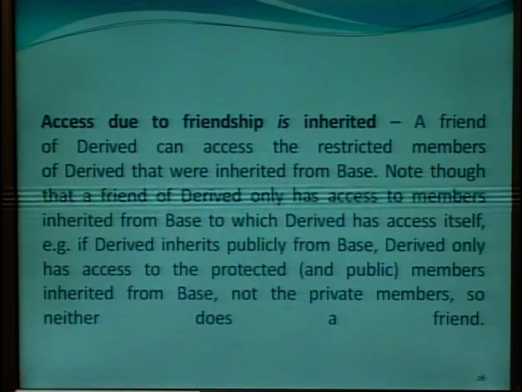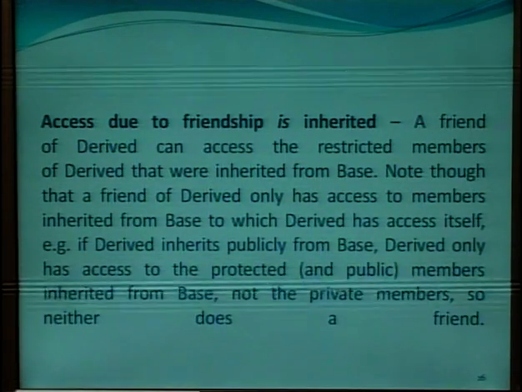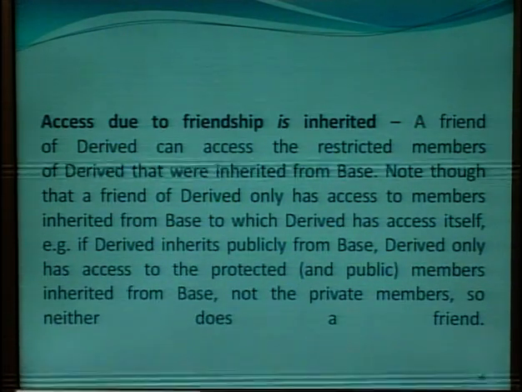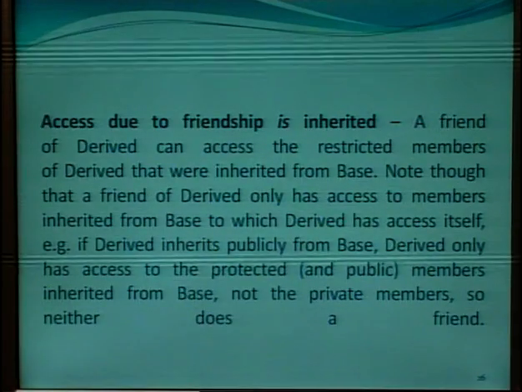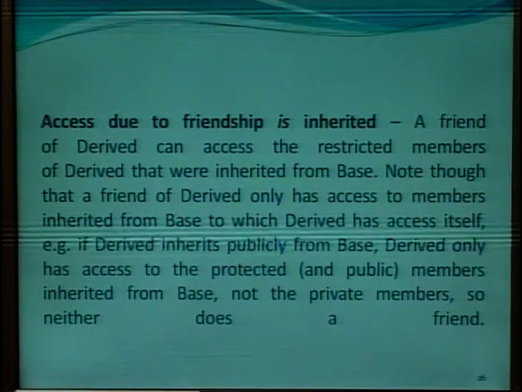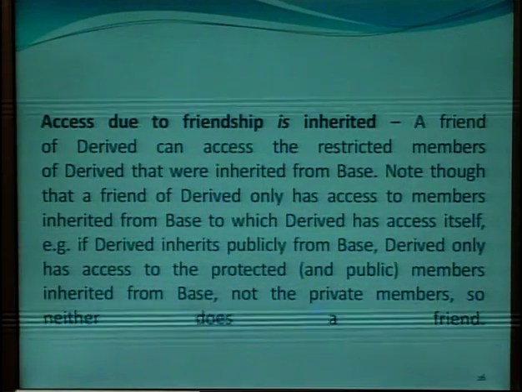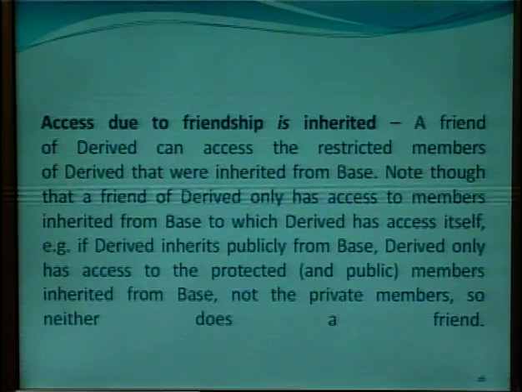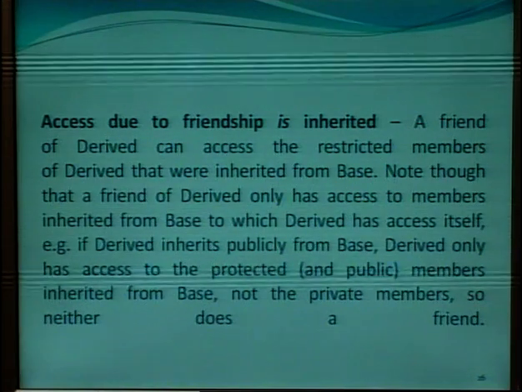So, once again, access due to friendship is inherited. A friend of derived can access the restricted members of derived that were inherited from the base.